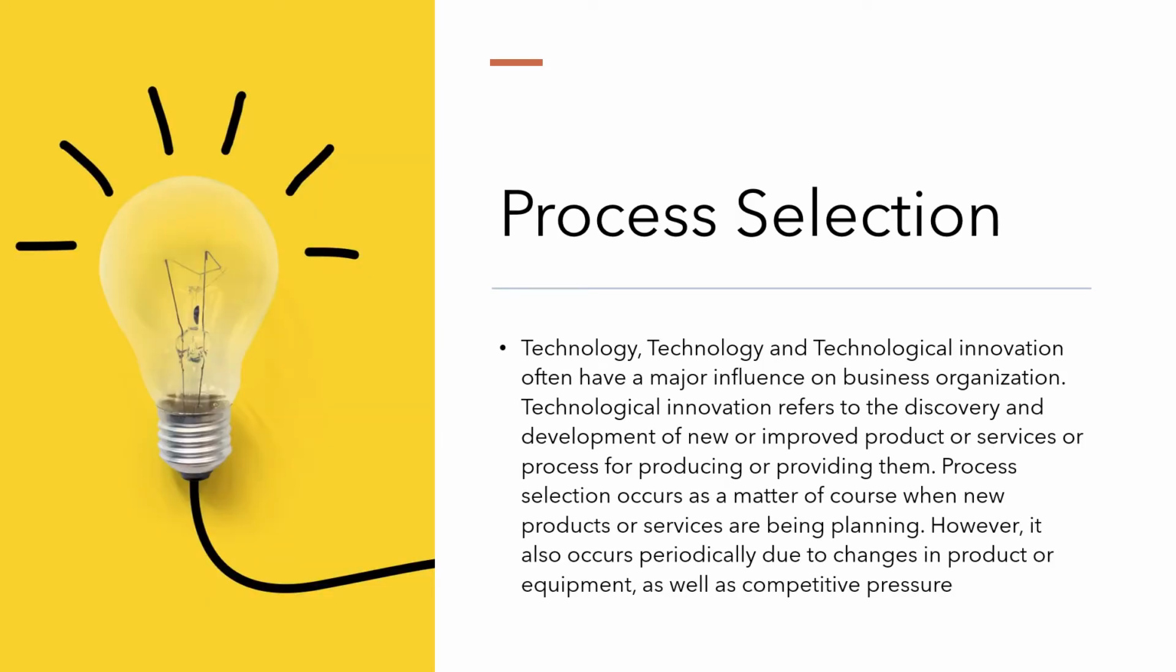Process selection: technology and technological innovation often have a major influence in business organizations. Technological innovation refers to the discovery and development of a new or improved product or service, or a process for producing or providing them. Process selection occurs as a matter of course when products and services are being planned. However, it also occurs periodically due to changes in product or equipment as well as competitive pressure.